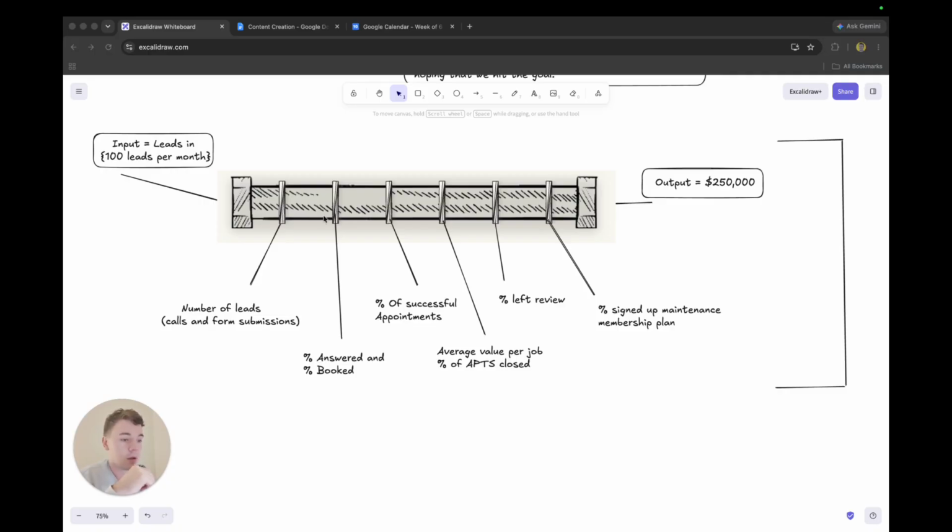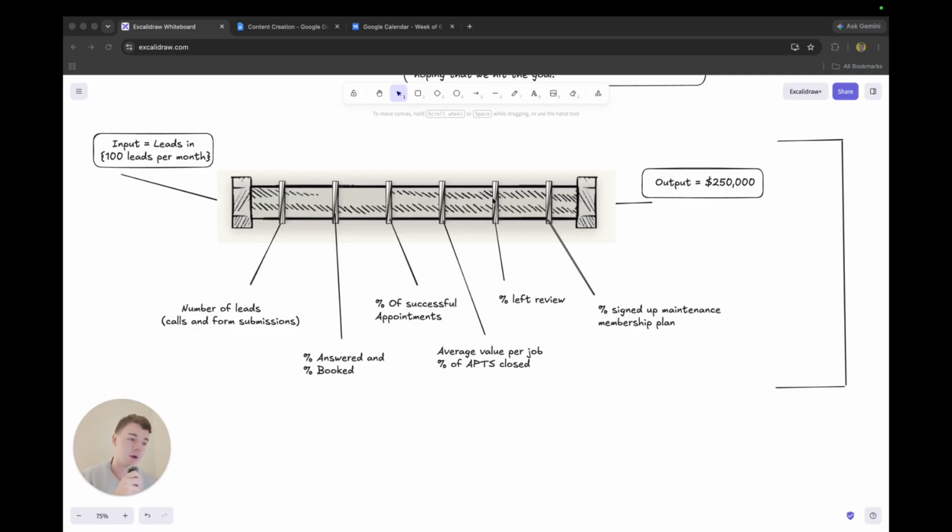So, simply answering every single call will definitely increase the output of the system. If you have 100 leads coming in per month, but you're only answering 60% of the calls, you already have a constraint in increasing the throughput of the overall system.